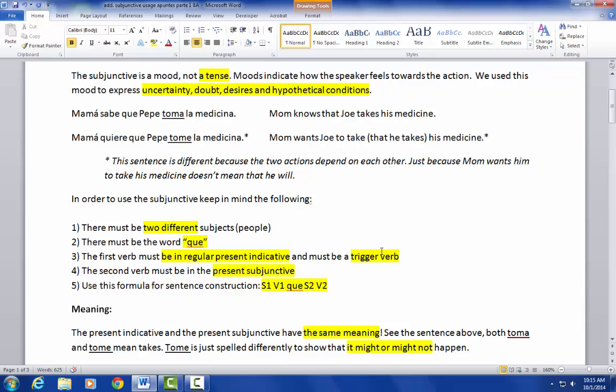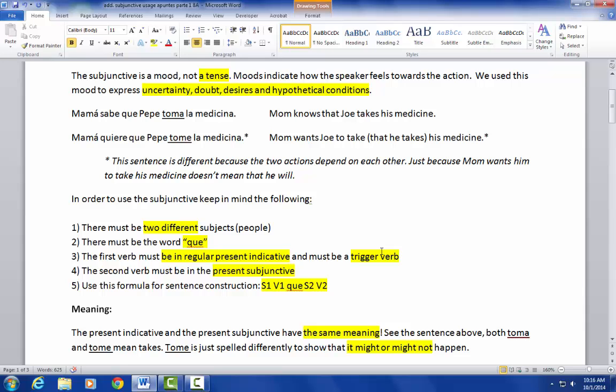Number 1, there must be two different subjects in order to use the subjunctive. And in our last sentence, we had Mama and we had Pepe. So we had two different people. Number 2, there must be the word que. Okay, this is going to be a new concept for you. We have to have this word present in order to use subjunctive.